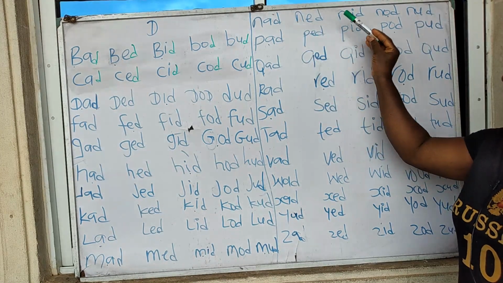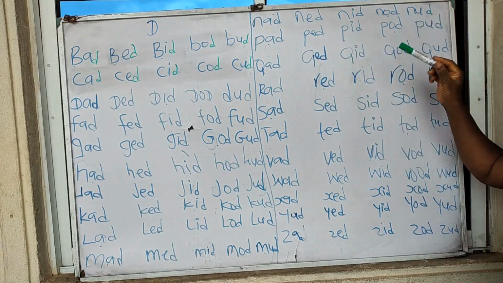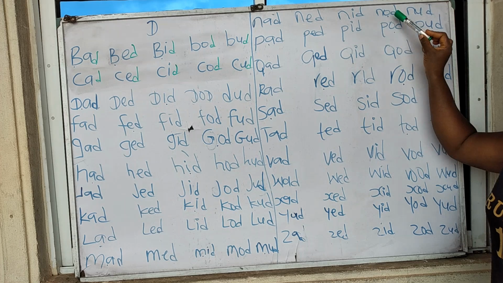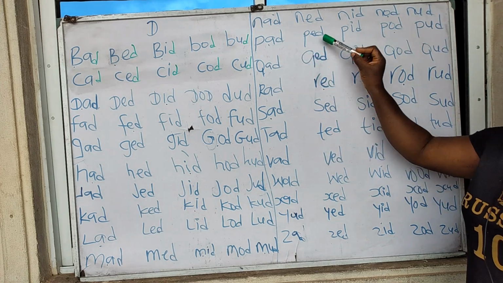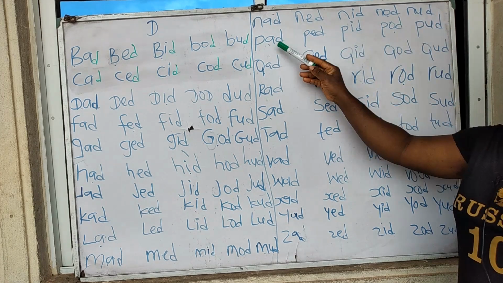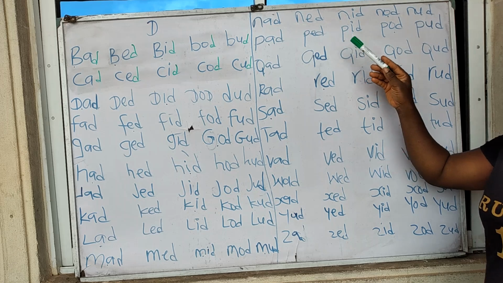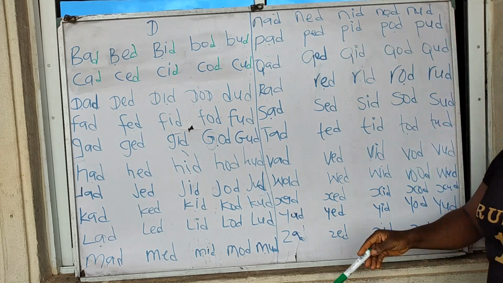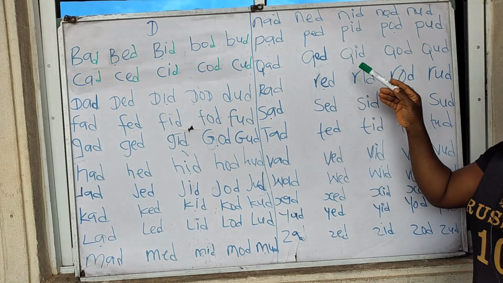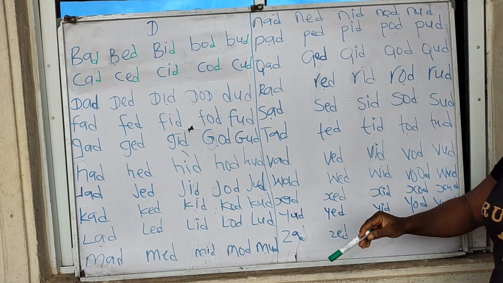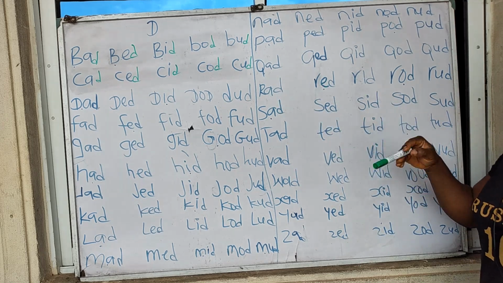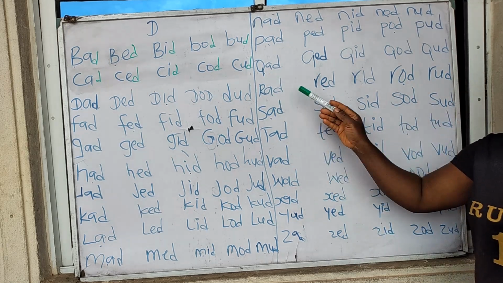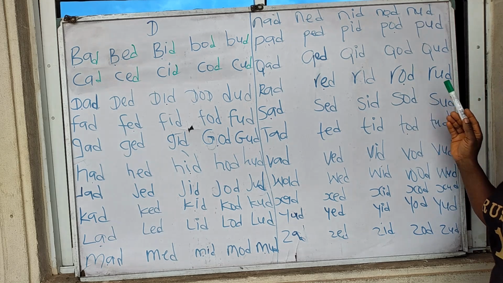Nad, ned, need, node, node. Pad, ped, pid, pod, pod. Quad, qued, quid, quod, quod. Rad, red, read, road, road.